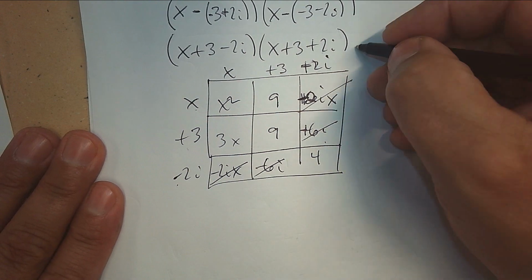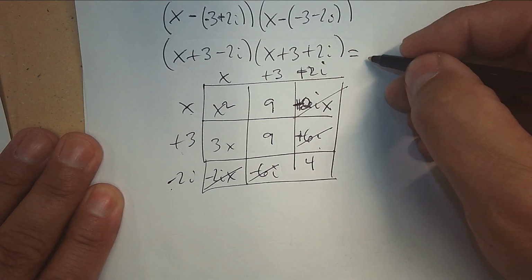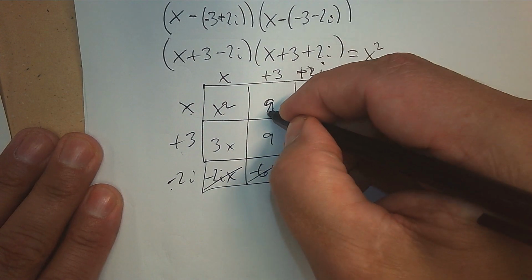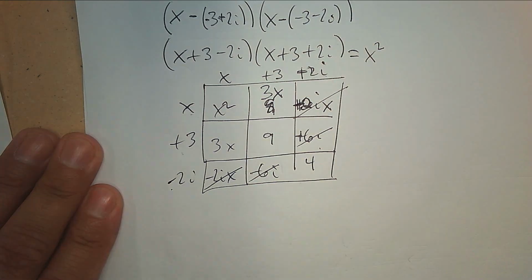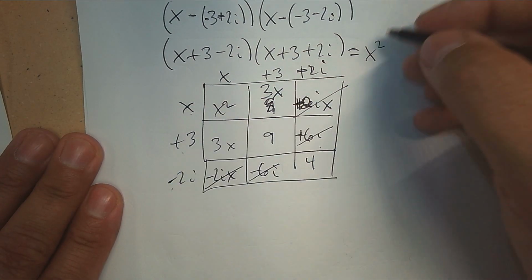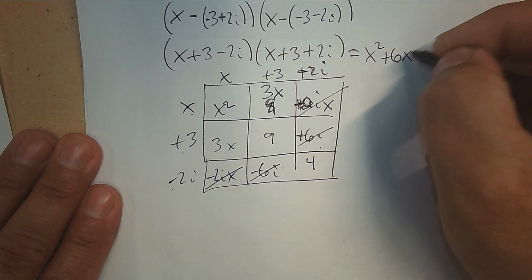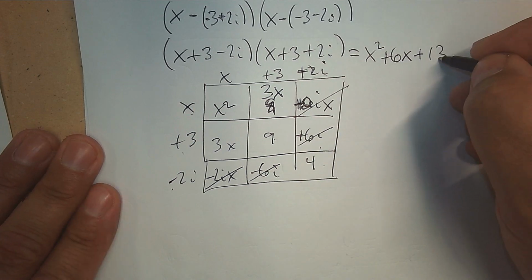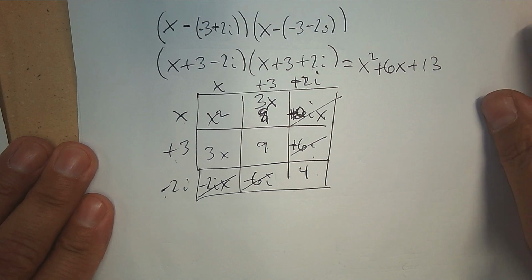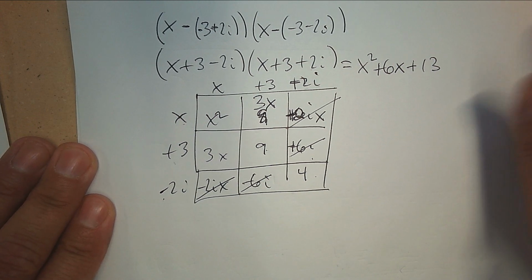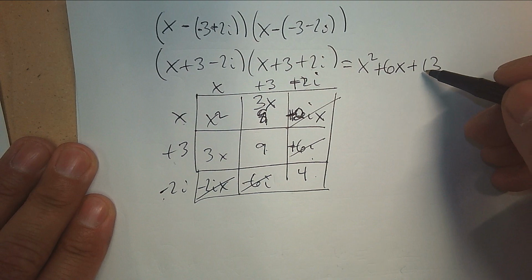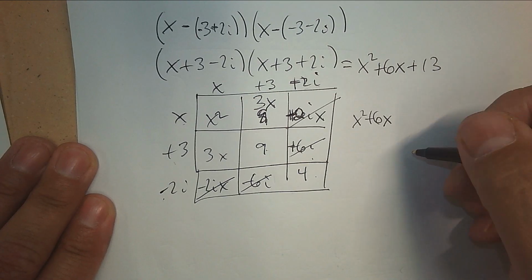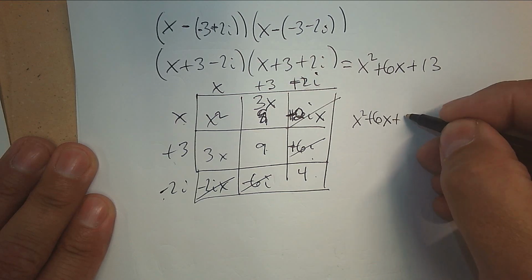So what I get here is x squared plus, how's that 9? 3x. I'm not having a math day here. So x times 3, that's 3x and 3x, which is 6x, and then 9 and 4, which is 13. I think I'm right. So I'm going to take that answer and divide it into the function.